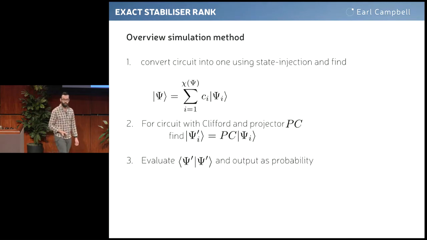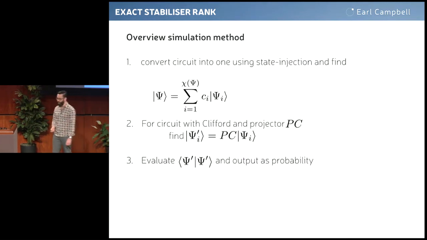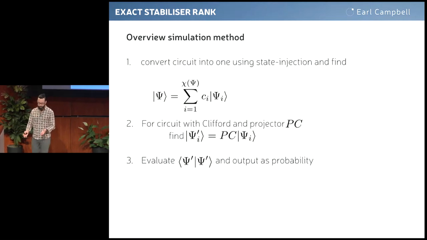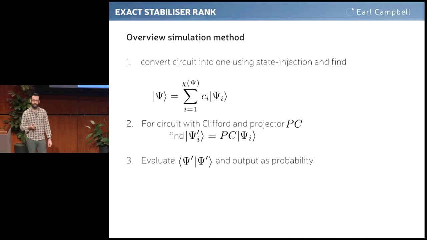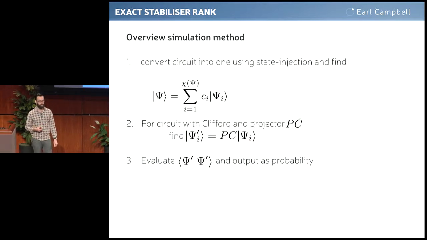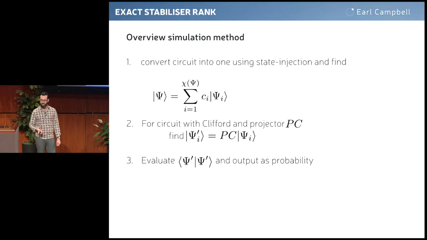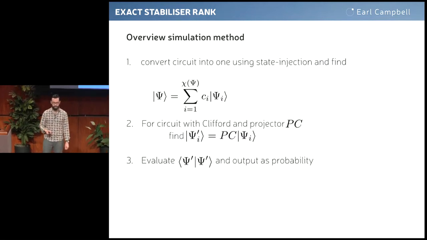So I'll give you an overview of the simulation method now. Again, we gadgetize our circuit, we break it down into Clifford and magic states, and we try to find a low stabilizer rank decomposition of our state. And then we take our circuit, which we can think of as being a Clifford followed by a projector onto some outcome of some measurements that you've made, and we look at how this affects each individual term in the decomposition. Now, because each term is a stabilizer state, and this is just a Clifford operation, we can calculate the new state resulting after we've applied this process. Now, this state might not be normalized anymore, it might be subnormalized, which is an important point.